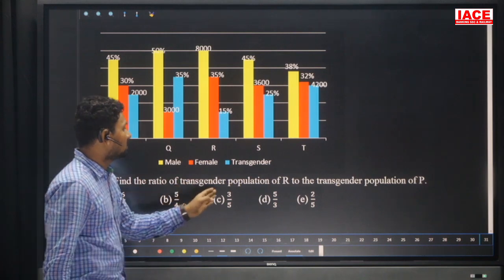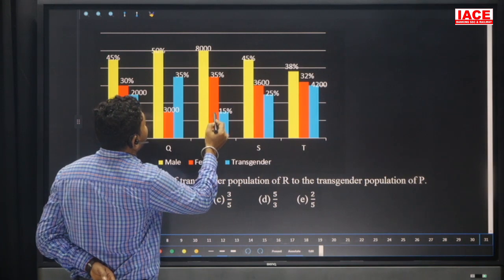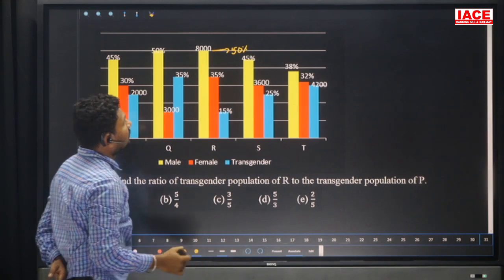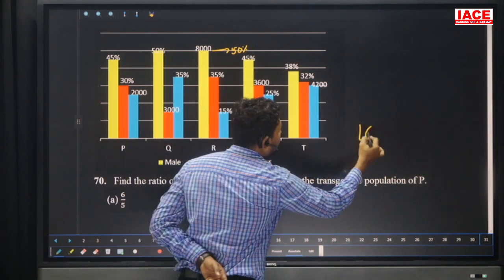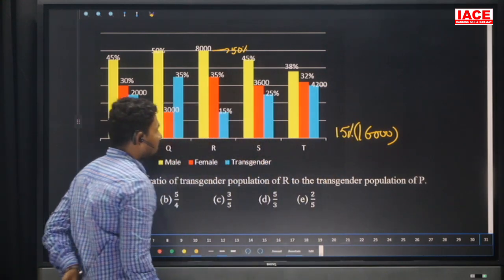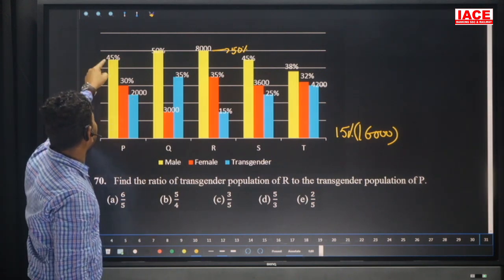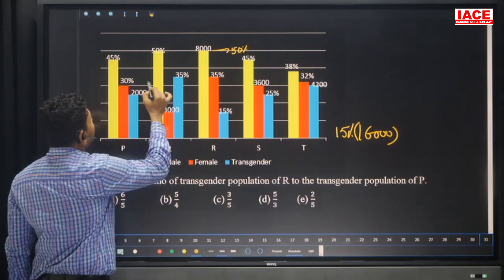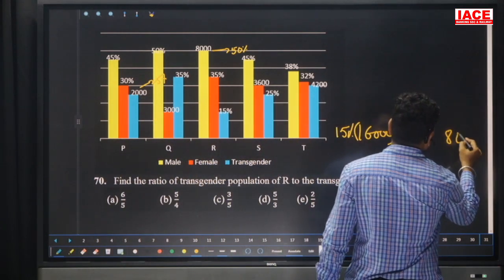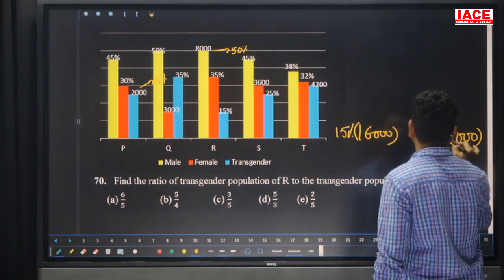Next, 70. Find the ratio of transgender population of R. The R transgender population is 50%, which is equal to 8,000, and overall is 16,000. In this 16,000 we need 15 percentage, that is equal to transgenders in R. The transgender population of P also. Then it is 45 and 30, 25 percentage. 25 percentage is equal to 2,000. Total population is 8,000. In 8,000 we need transgender population, that directly we can write 2,000.